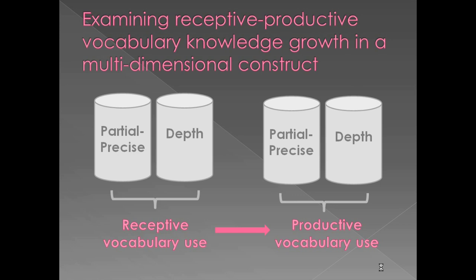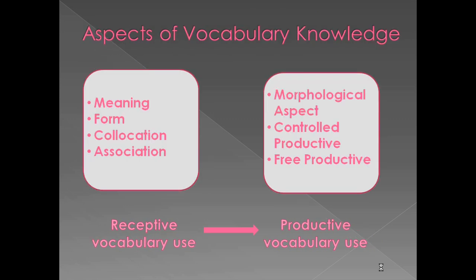So in order to look at the interface of receptive vocabulary use to productive vocabulary use, we need to include a broader approach to measurement. We have to include the other two dimensions, partial to precise and depth dimension, in our measurement to look at the growth. And these are the aspects I'm going to measure in those two dimensions: meaning and form, which are the most important aspects in vocabulary, and collocation, say which two words could go together in a sentence.